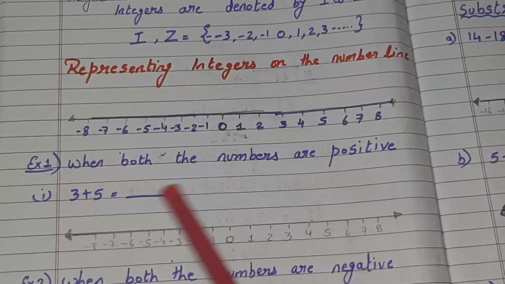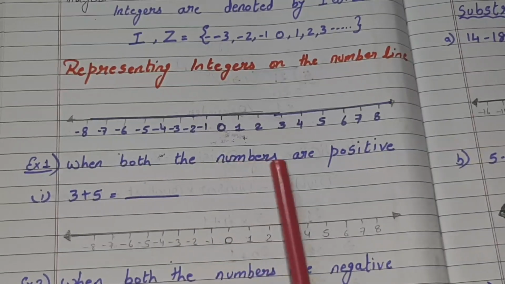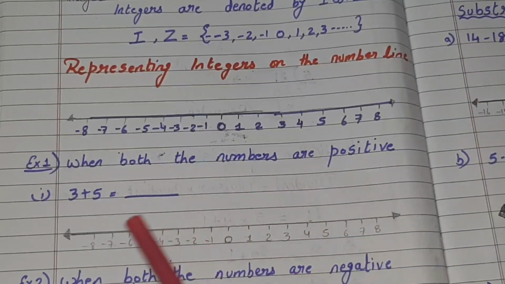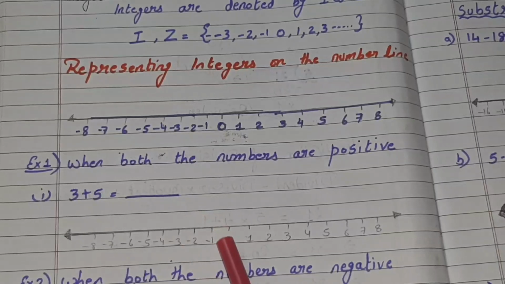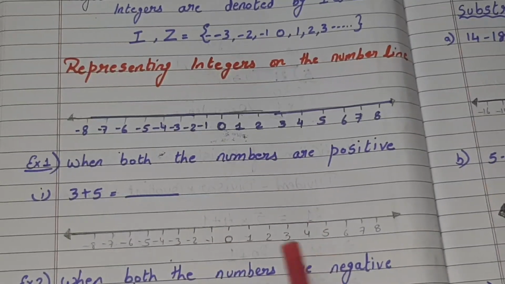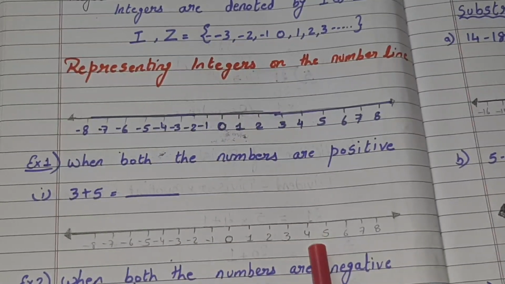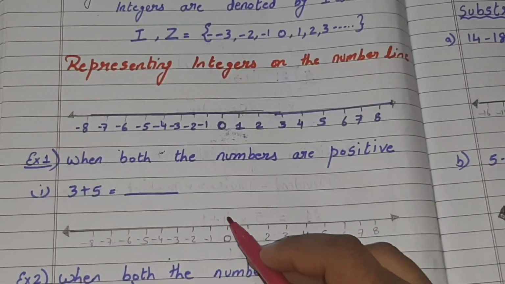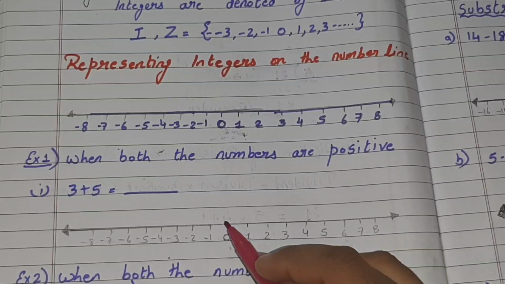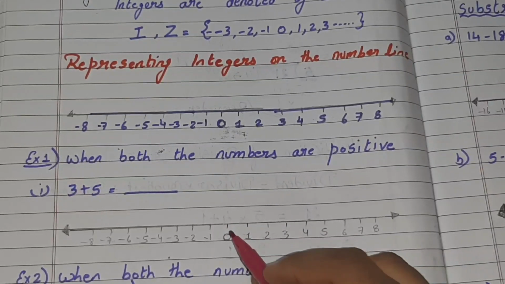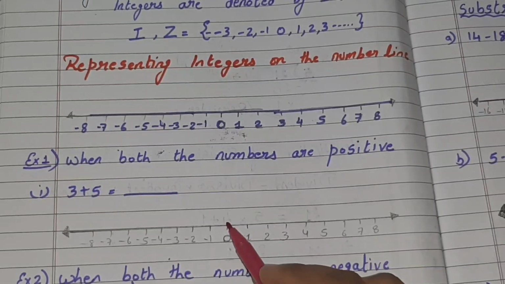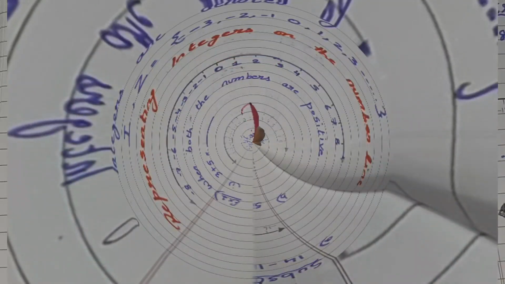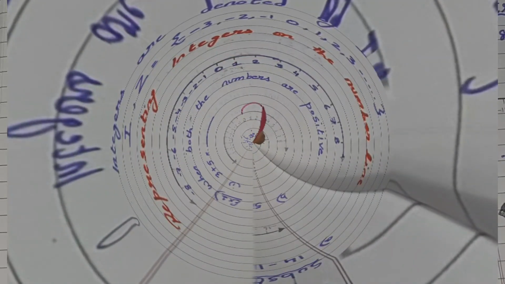Now, the first example I am showing you here. When both the numbers are positive, it is easy. We will take it to the positive side only. Firstly I will start from 0 and move to 3.